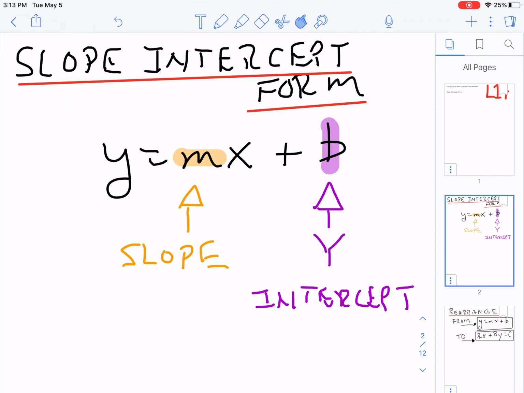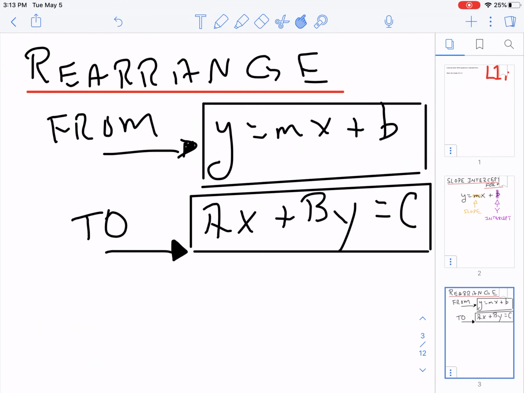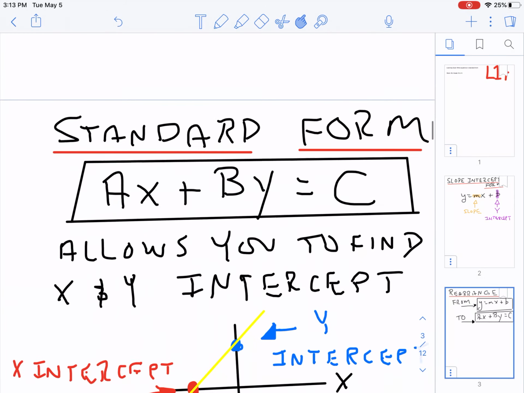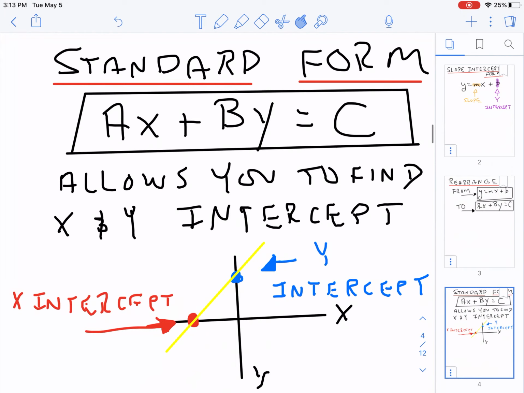What we know already is that an equation in slope-intercept form looks like y equals mx plus b, where m is the slope and b is the y-intercept. All we're going to do today is learn how to rearrange the equation from y equals mx plus b to ax plus by equals c. When the equation is in that form, ax plus by equals c, that's called standard form.